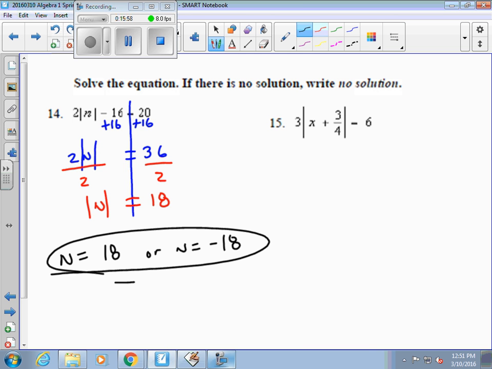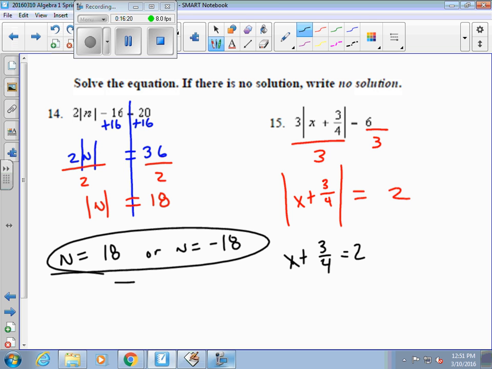There's only one step you have to undo for number 15 to get it to the absolute value. It says 3 times the absolute value of x plus 3/4 equals 6. Divide by 3 on both sides. When you do it there, do it here. 6 divided by 3 is 2. Now you have the absolute value of x plus 3/4 is equal to that. Just like we did for number 14, set it equal to positive and set it equal to negative. x plus 3/4 equals 2, or x plus 3/4 equals negative 2.